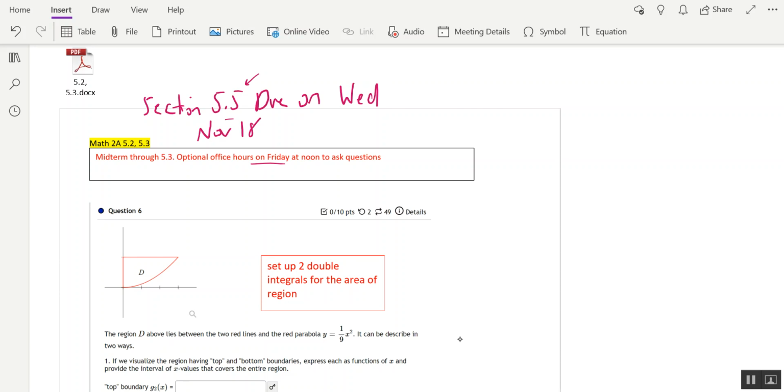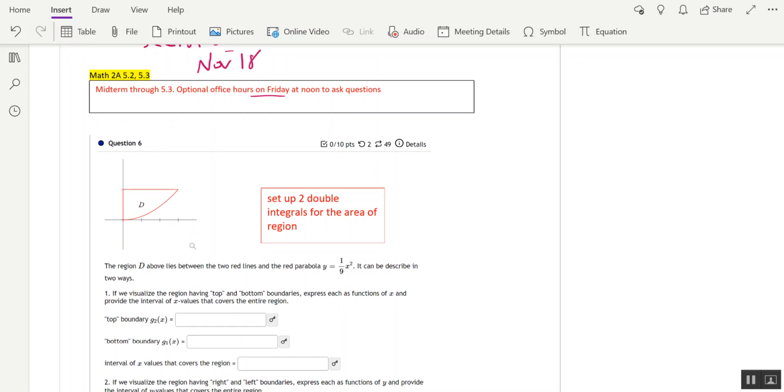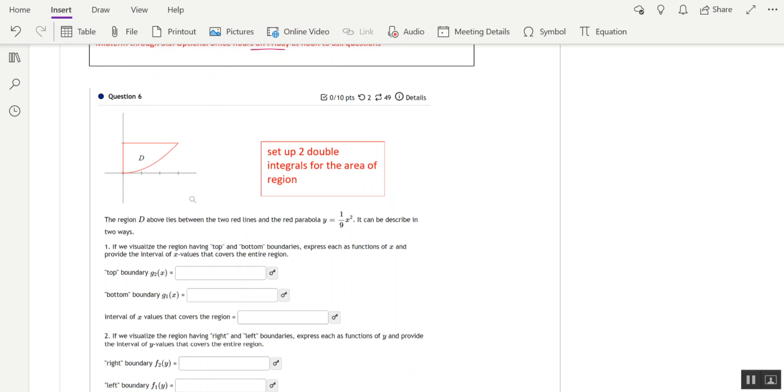Today we're going to go through mostly some setups. I'm going to find two double integrals for the area of this region. This is the region bound by y equals 1/9 x squared on the bottom and y equals 1 on the top. So the top boundary is 1. The bottom boundary is g of x equals 1/9 x squared.